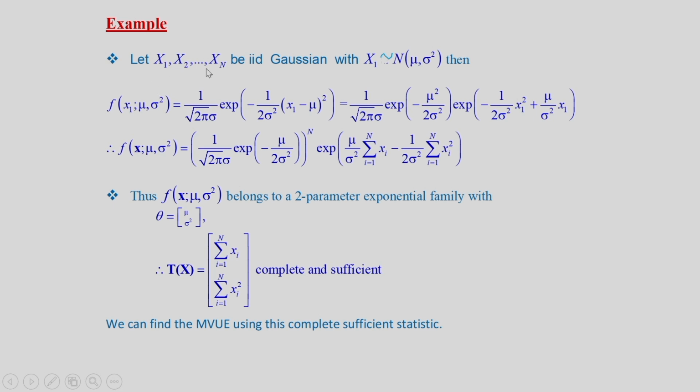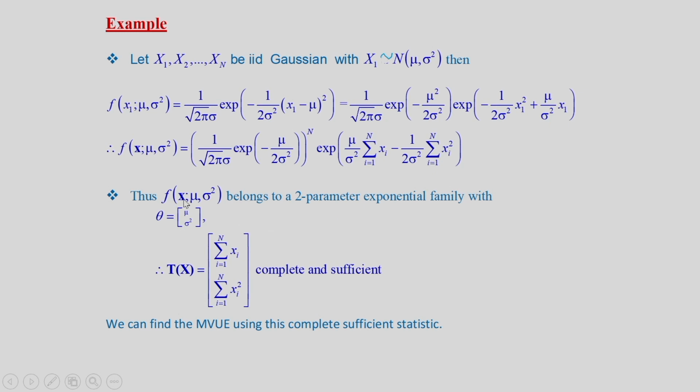Now, for n random variables, the joint PDF as a function of mu sigma square, which is the likelihood function, we can write it as this factor to the power n, and then exponential, because of the product now all summation will come: exponential mu by sigma square into summation xi, i going from 1 to n, minus 1 by 2 sigma square into summation xi square, i going from 1 to n. So, according to our earlier result that this is an exponential family of distribution, and here these are the statistics, these are the complete sufficient statistics.